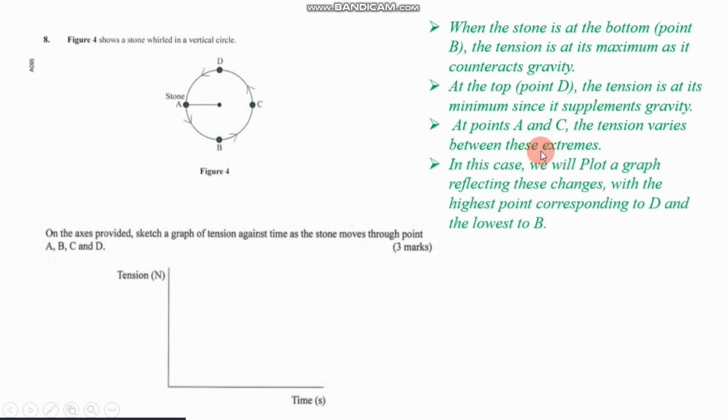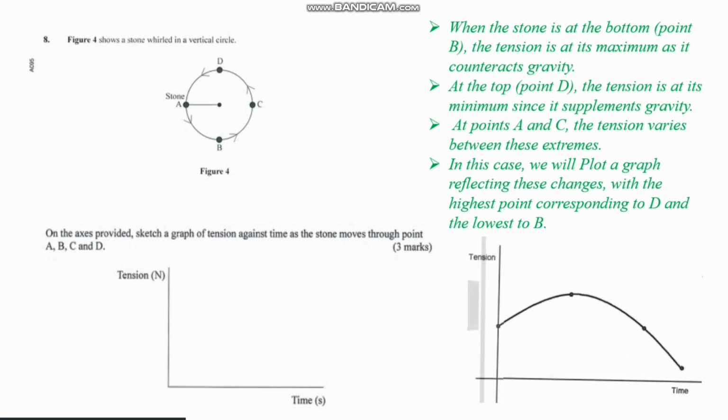In this case, we will plot a graph reflecting these changes with the highest point corresponding to D and the lowest point corresponding to B. So this is the graph. So these are the points. The highest point, this is the highest point. This is where D is. This is where B is. This is where A is, and this is where D is.